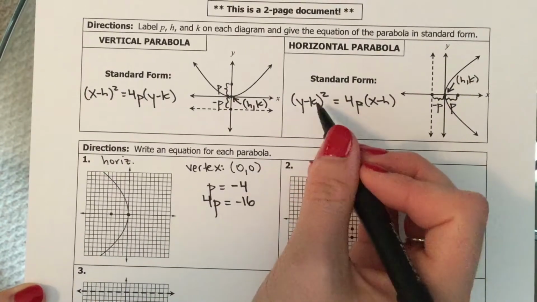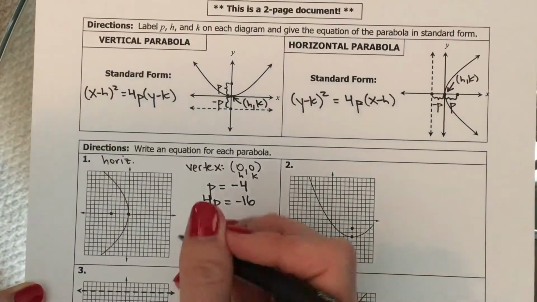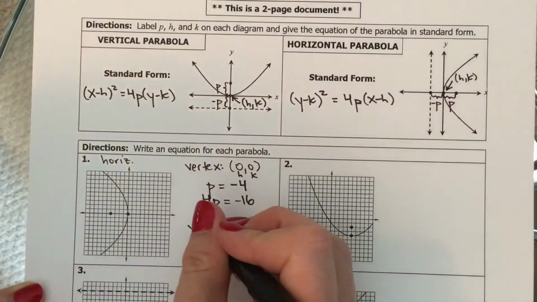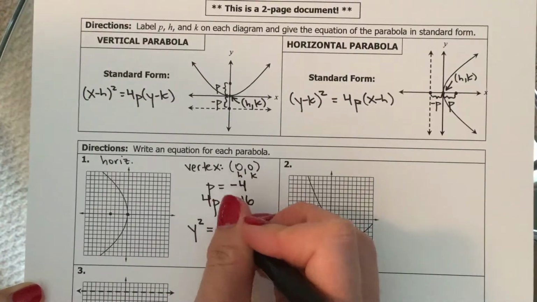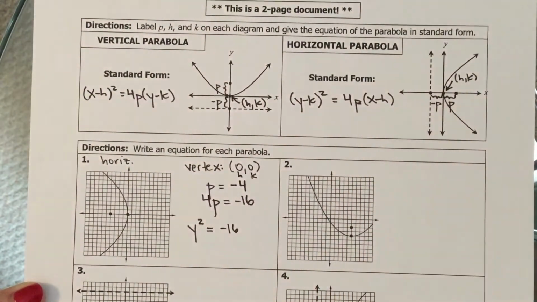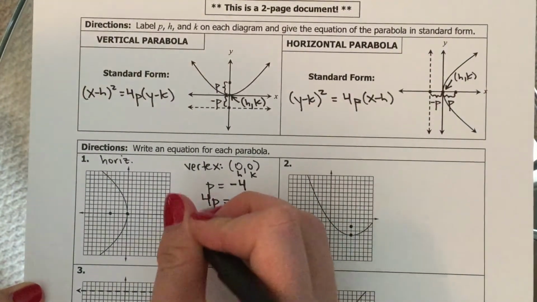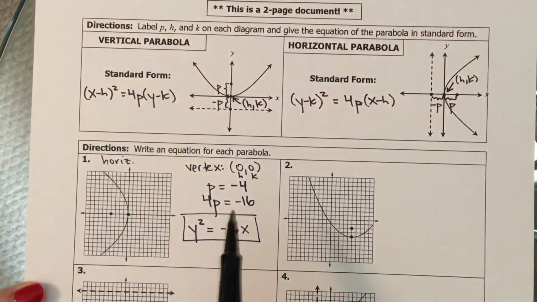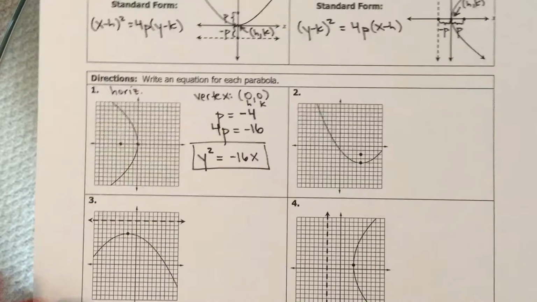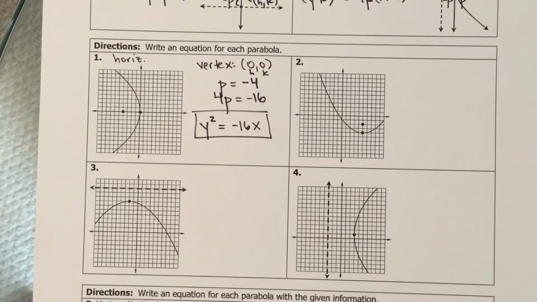So we have y minus k. So this is k and this is h. So we have just a y minus 0. So I'm just going to write that as y squared equals, and then for the 4p, we're plugging in a negative 16, and this is x minus h. But again, h is 0, so x minus h is just x. So we can write it like that. Okay, so the rest of these will get a little bit more complex, but you're basically just doing the exact same process here.